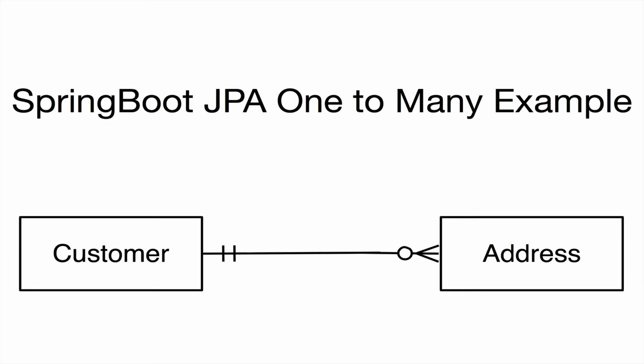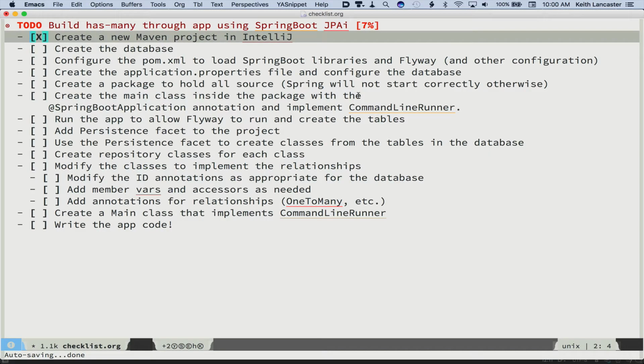In this video, I'm going to demonstrate building a one-to-many relationship using SpringBoot JPA. I've built a checklist to remind me of all the steps I need to do in order to build this application. Now, these steps are really generic, so they could be applied to really any SpringBoot application where you're focusing on JPA. So it's not really specific to this particular application that we're building in the video.